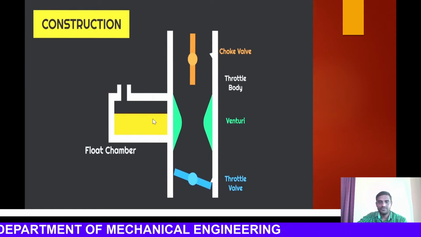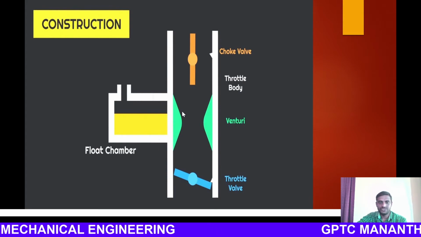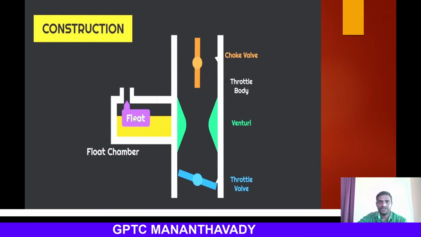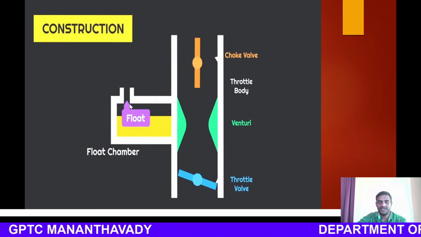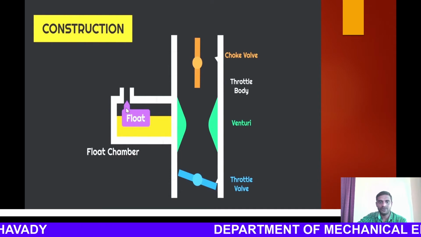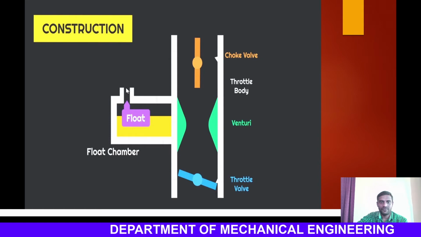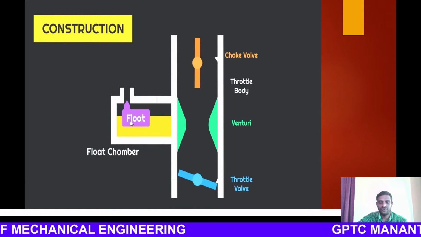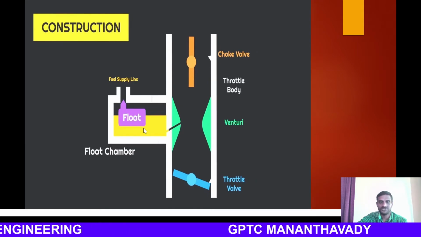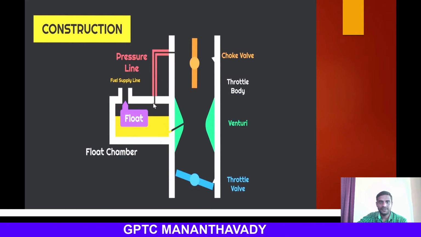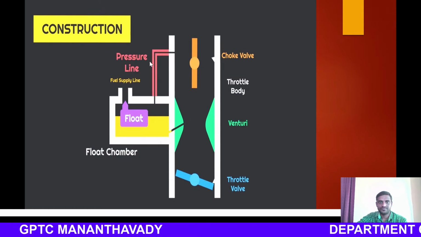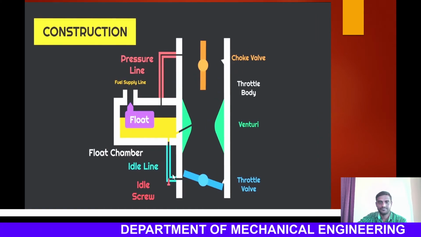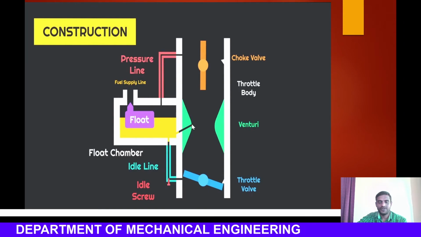So we have connected a float chamber to this one, and the float chamber contains the fuel, and a float is provided inside it. This one is the needle valve, which provides the opening and closing of the float chamber. When it is closed, there will be no fuel entry to this float chamber. As it moves down, fuel gets into this float chamber. This is a fuel supply line, and this one is connected to this region. This is the pressure line, and this is the idle line. And here you can see the fuel discharge nozzle.